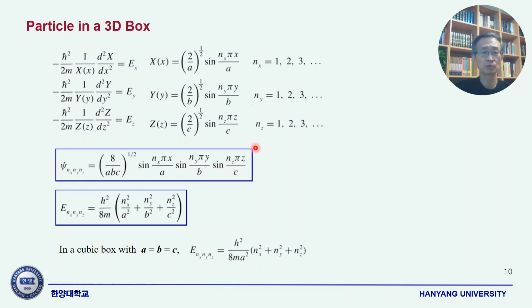This is your total wave function, and the total energy is h bar squared over 8m, times n_x squared over a squared, plus n_y squared over b squared, plus n_z squared over c squared. This is your energy. But if you have a cubic box, meaning a, b, and c are all the same, this can be reduced to a simple form: E equals h bar squared over 8ma squared, times n_x squared plus n_y squared plus n_z squared. So we're pretty much done with the three-dimensional box.